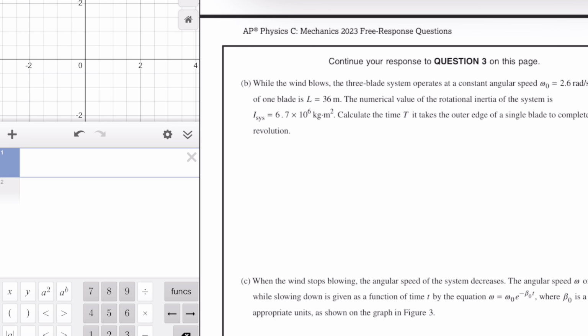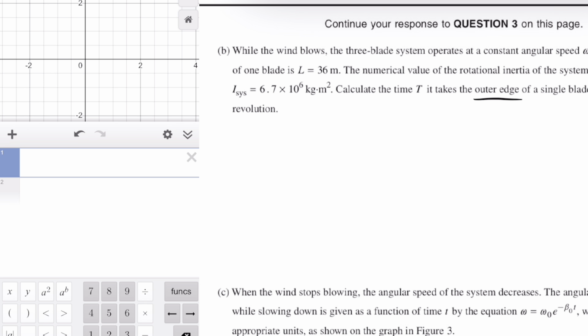While the wind blows, the 3-blade system operates at a constant angular speed W naught of 2.6 rad per second. The length of one blade is 36 meters. The numerical value of the rotational inertia of the system is I sys, they give us 6.7 times 10 to the 6 kilogram meter squared. Calculate the time t it takes the outer edge of a singular blade to complete one revolution. So they give us this for a later problem. Don't even worry about that.